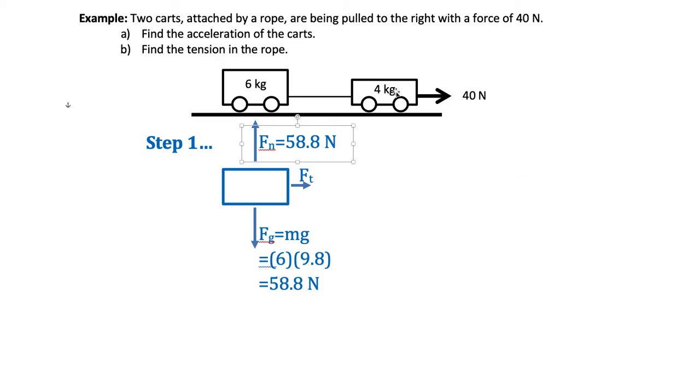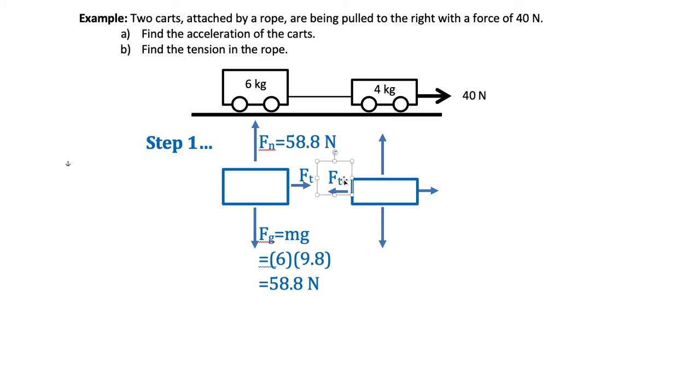So let's look at this 4 kilogram cart now. Similar looking free body diagram. Gravity going down, normal going up. This applied force over here from the 40 newtons. But this guy has the rope on its other side. So the tension in the rope is actually pulling this guy to the left. If you were this cart, you'd feel the rope slowing you down, pulling you this way. Whereas if you were this cart, you'd feel the rope wanting to speed you up, pulling you this way.